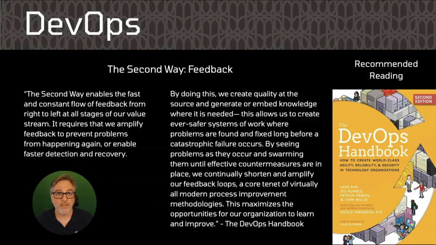We continually shorten and amplify our feedback loops, a core tenet of virtually all modern process improvement methodologies. This maximizes the opportunities for our organization to learn and improve. That feeds into the third way, which is continual learning and experimentation.